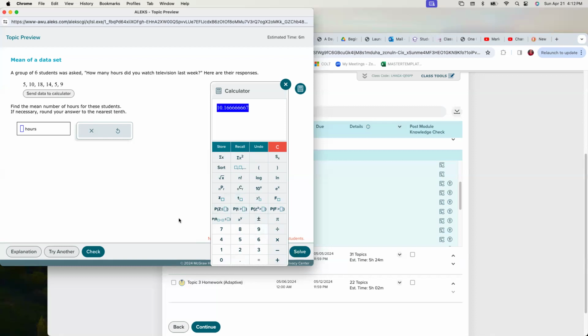The one thing you've got to be careful with here, because ALEKS is being ALEKS in terms of the little nuances, is that it says, if necessary, round your answer to the nearest tenth. So make sure you're rounding correctly. That would give us 10.2. I just clicked the solve button there instead of typing the number in. So there's one with the mean. I think all these are pretty much the same, and you'll get something similar to this.